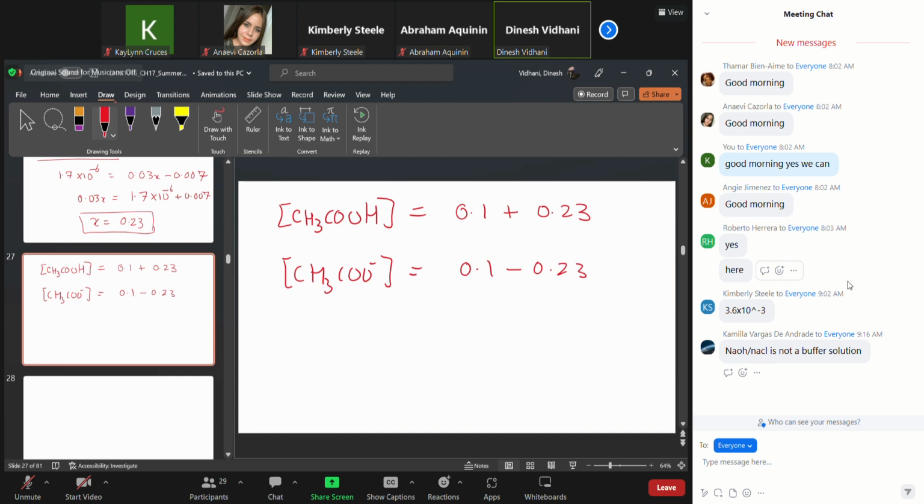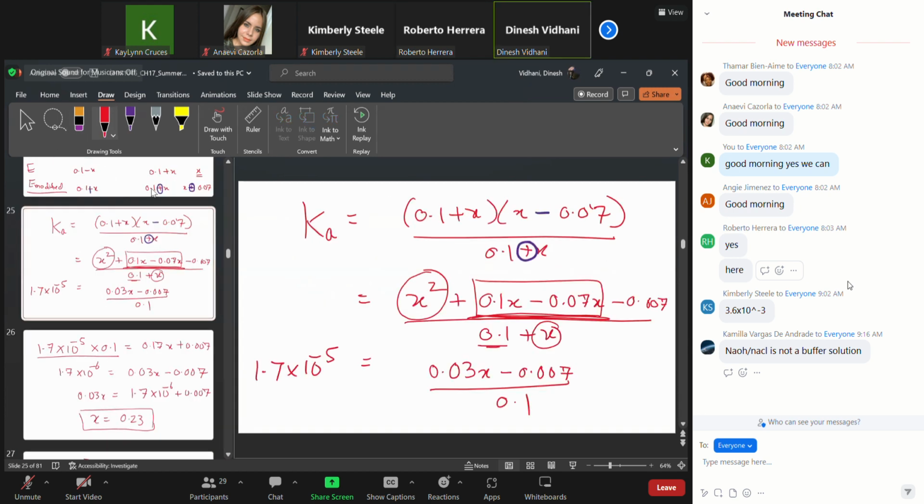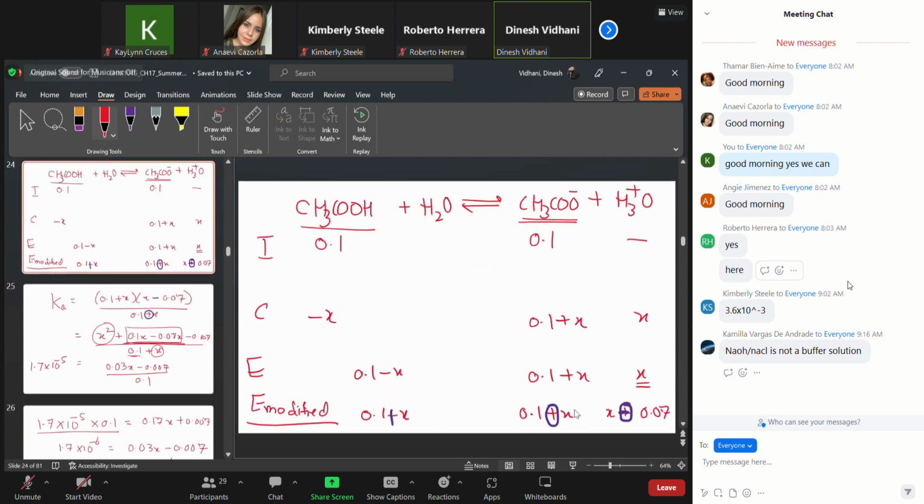Did you just see what happened here? Wouldn't we have to correct the concentration of acetate ion on the previous, like when we found X? Yes, exactly. So what was wrong over here? Are we missing one term?